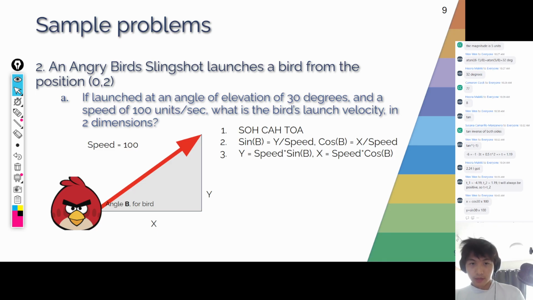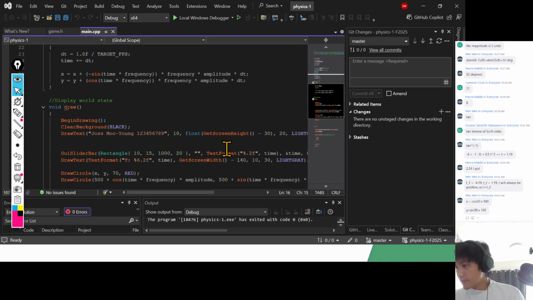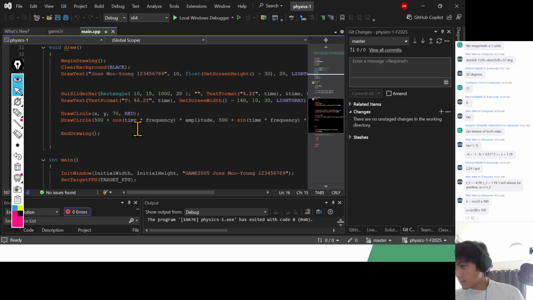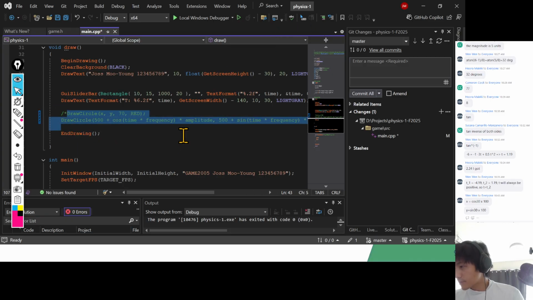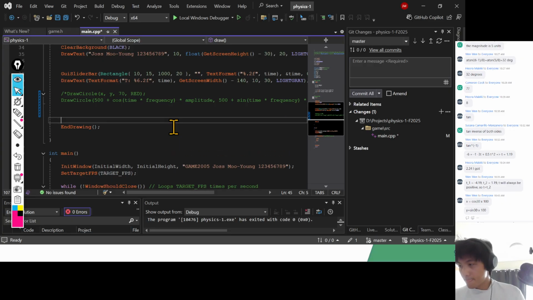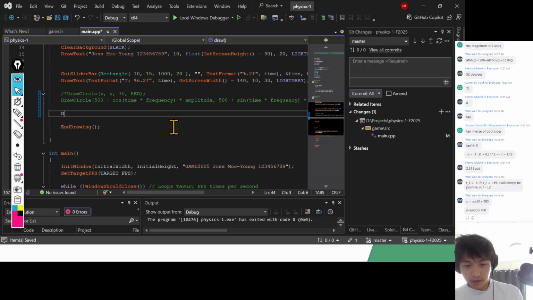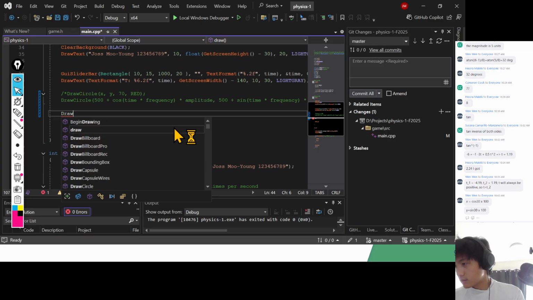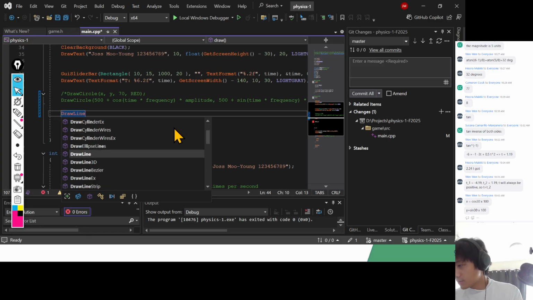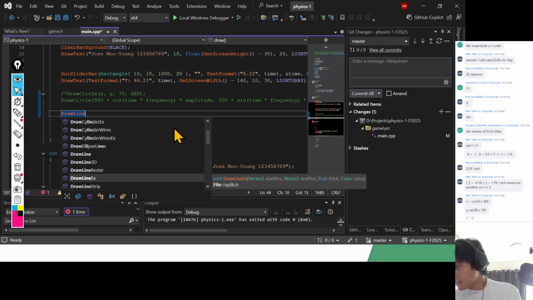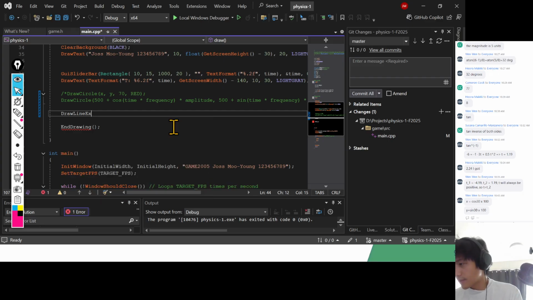How might that look in code? Let's actually do that. So let's go over here. We have a line drawing function. Right now I'm drawing circles. I don't need the circles. I'm going to hide those circles. Bye-bye, circles. Okay. Draw a line. There's a bunch of them, but draw a line. Start position, end position, thickness, and color.